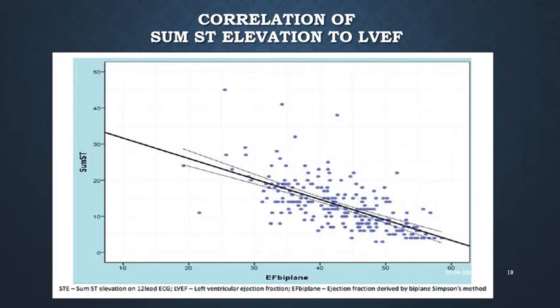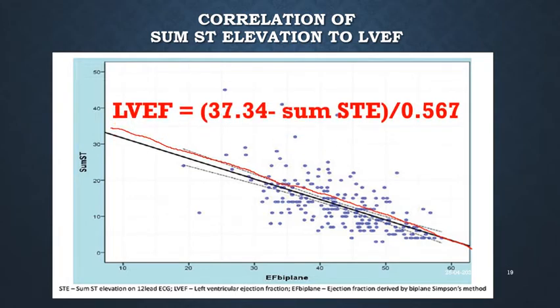This is a graph depicting the correlation between the STE on the y-axis to LVEF on the x-axis. As we can see in this graph, there's an inverse linear correlation between STE and EF, implying that the slope is going downwards in a linear fashion. So using the mathematical formula y equals mx plus c, where y is the dependent variable LVEF and x is the independent variable, that is the STE, we are able to derive a formula to assess the LVEF just based on the STE.